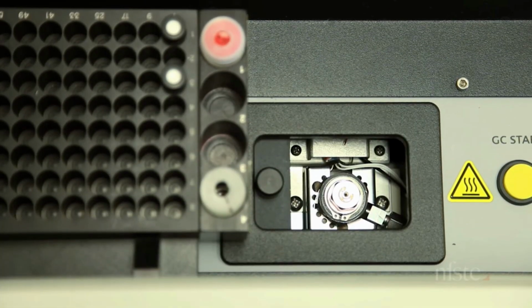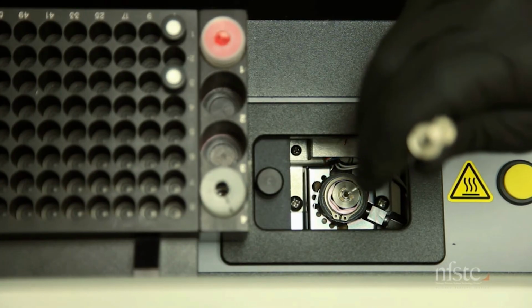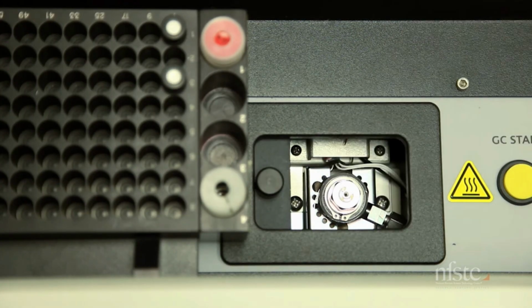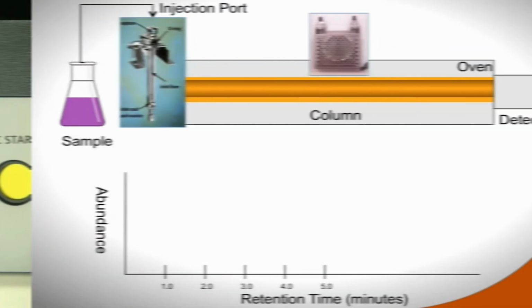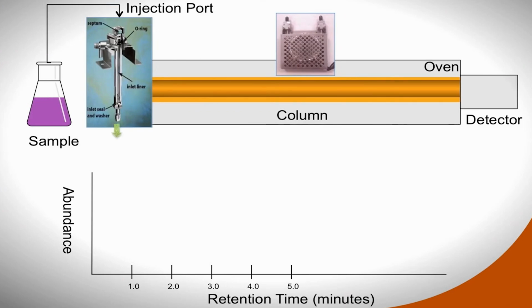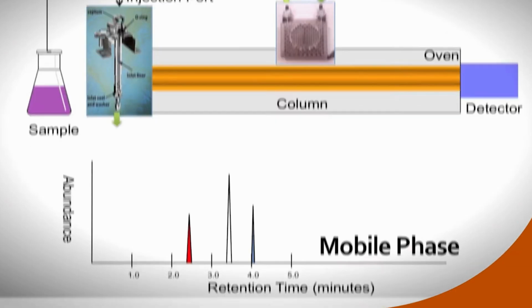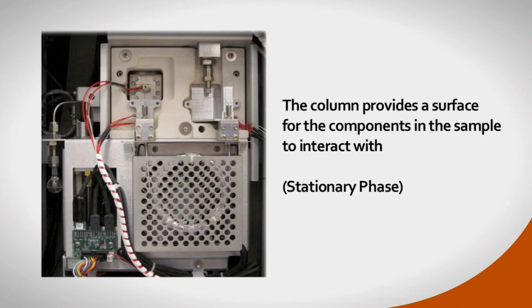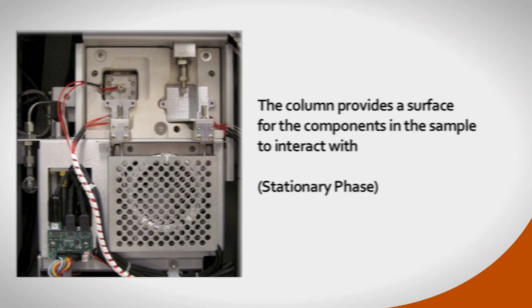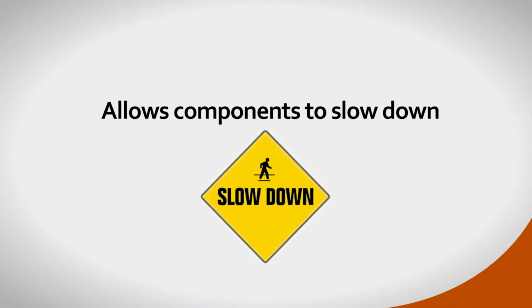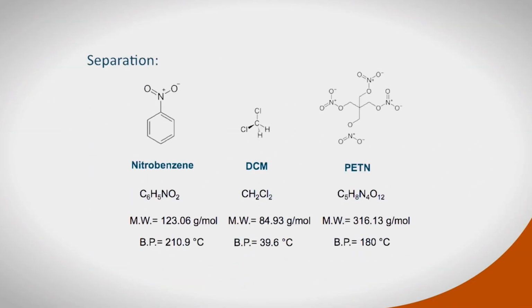After sample preparation, a microliter amount of the prepared liquid sample is injected into the injection port of the GC device, where it's immediately volatilized and mixed with a carrier gas. This gas serves to move or push the solutes forward down the capillary column in what is known as the mobile phase. This column provides a surface for the components in the sample to interact with. This is called the stationary phase, and it allows the components to slow down, allowing for separation to occur.